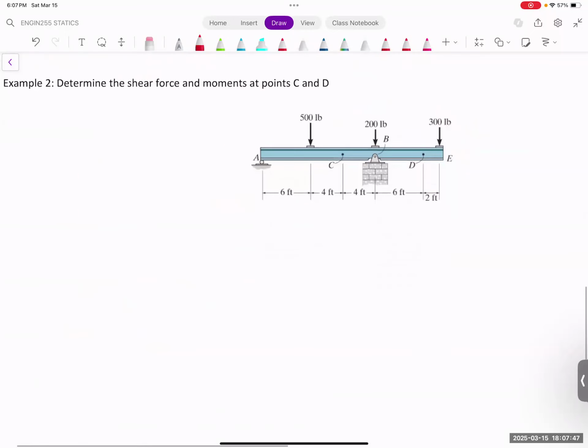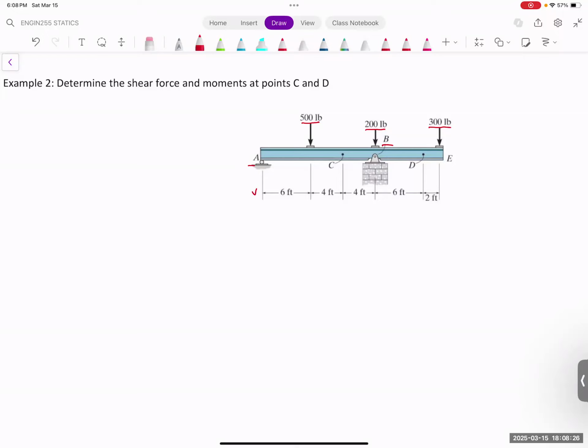Let's look at another one, just to give you a different perspective of the problem. So in this case, we have a beam that is supported at 2 points. One is point A, one is point B. You have 3 different loadings, one at 500 and 200 and 300 pounds. They are acting at different points. The location is specified on the x-axis, and we want to find the shear force and bending moment at point C and point D.